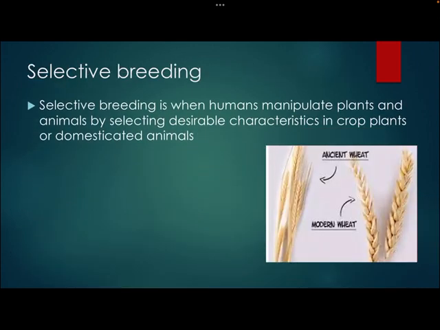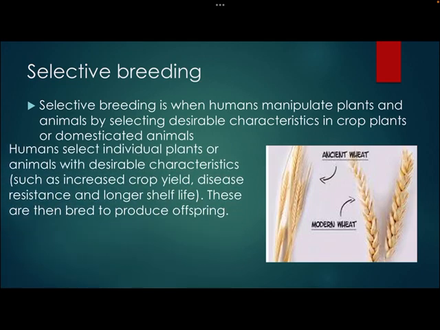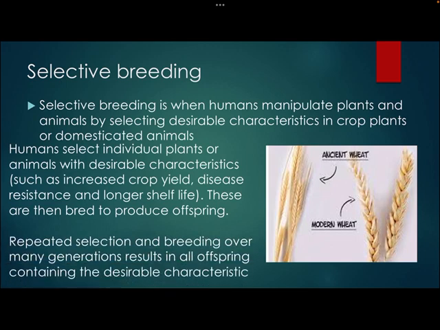Selective breeding is when humans manipulate plants and animals by selecting desirable characteristics, such as in crop plants or domesticated animals. Humans select the individual plant or animal with a desirable characteristic, such as increased crop yield, disease resistance, longer shelf life. They then breed these to produce offspring.